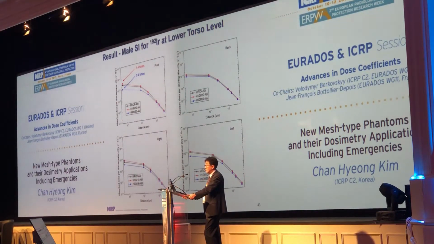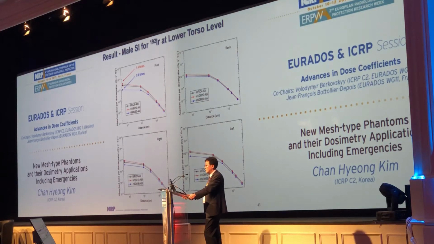And here you can see the black line, and the black line is the result of the reference size phantom, which is indeed the MRCP, that's the mesh type reference computational phantom. And we can see the red values, and those values are from the 10th percentile phantoms, which represent a small person, and the blue line shows the values of the 90th percentile phantom, which represents a very large person.